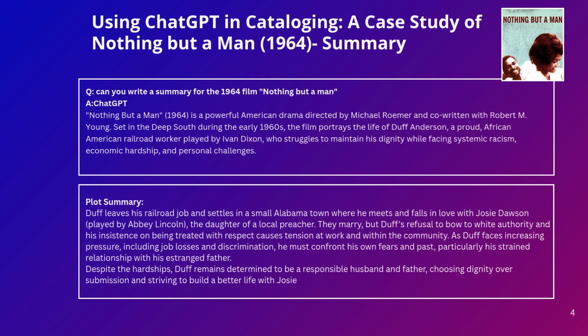In this example, I used ChatGPT to create a summary of the 1964 DVD film Nothing But a Man. The tool provided an overall summary and detailed plot summary. Simple summaries overall are important in cataloging because they help generate clear subject headings and improve the discoverability of records.